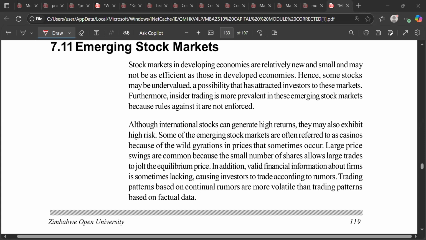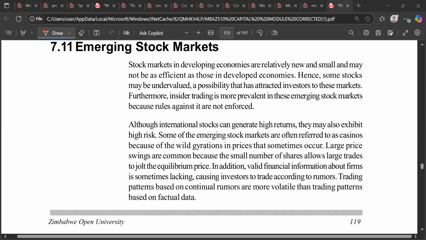Now, the risks are that you get insider trading because of the limited regulatory oversight. You still have political instability, and you have rumor-driven trading. So it's more like everything is based on speculation throughout.